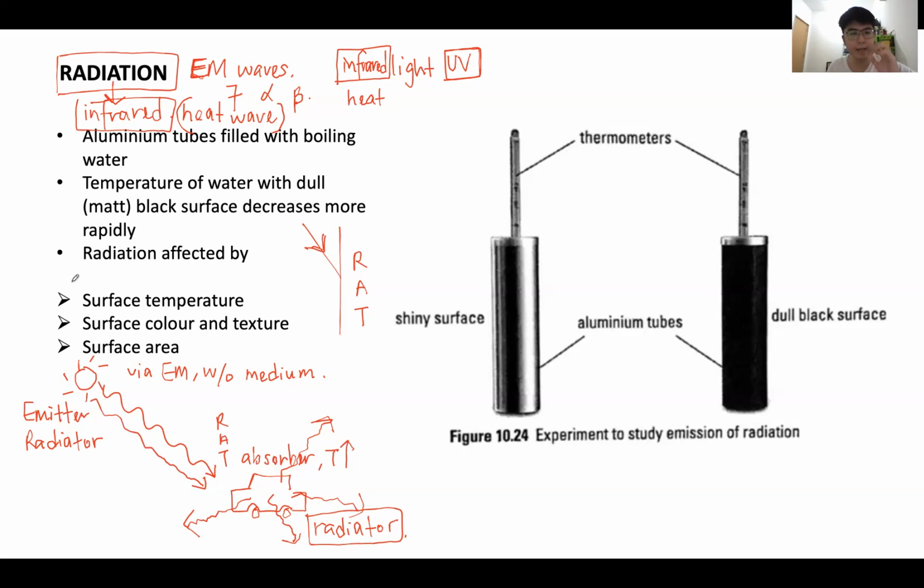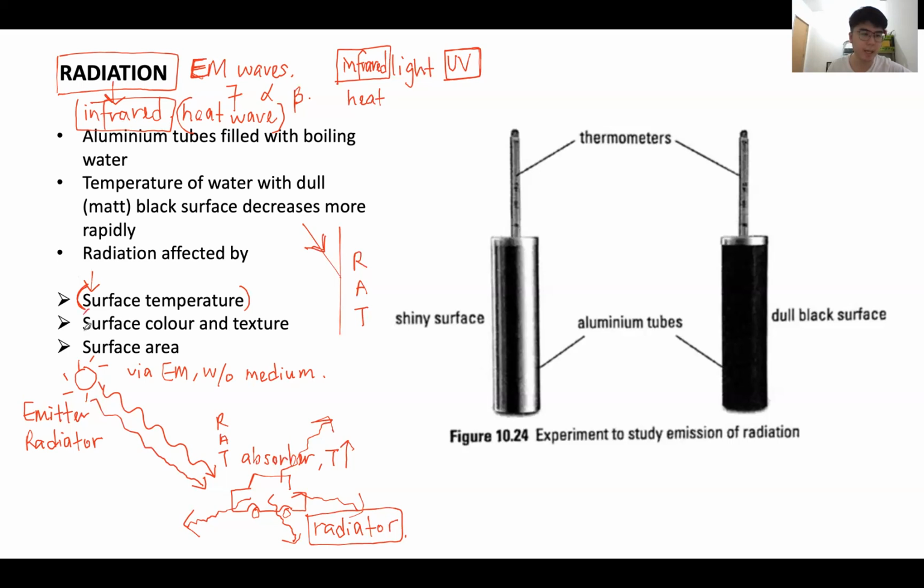Few things affect the radiation. First is the surface temperature, the initial temperature of the surface. If the surface is very hot, then it radiates quicker. If the surface is not as hot, then the radiation is slower. The surface temperature affects the rate of radiation.